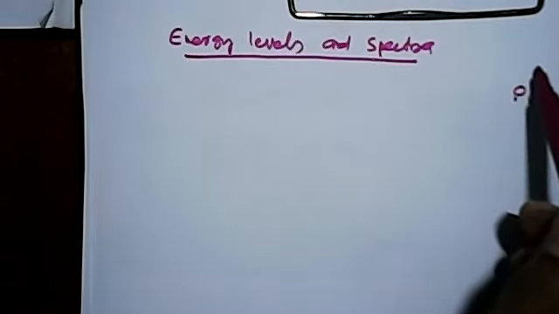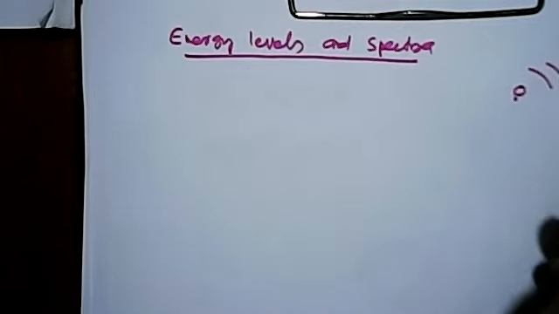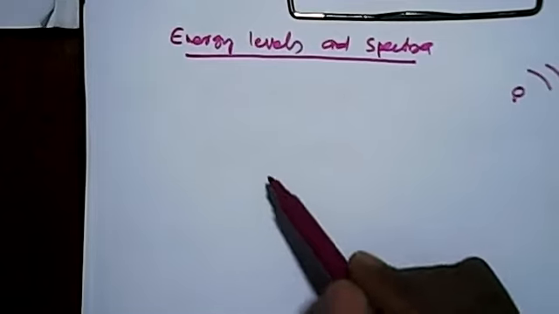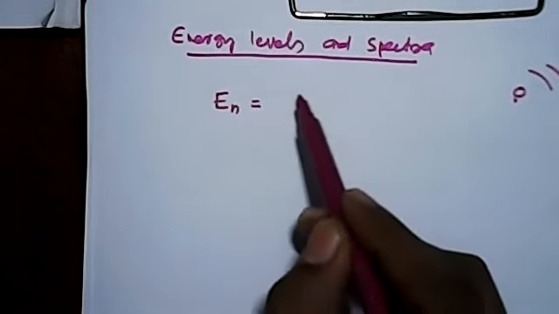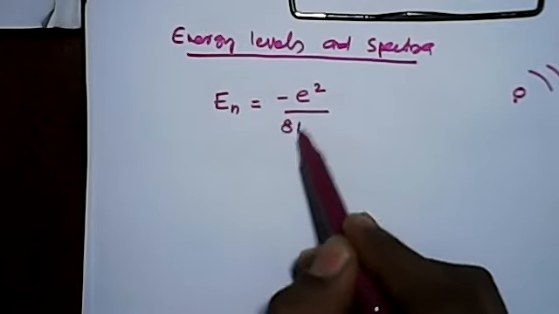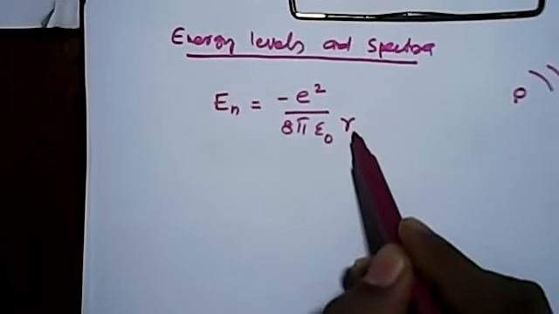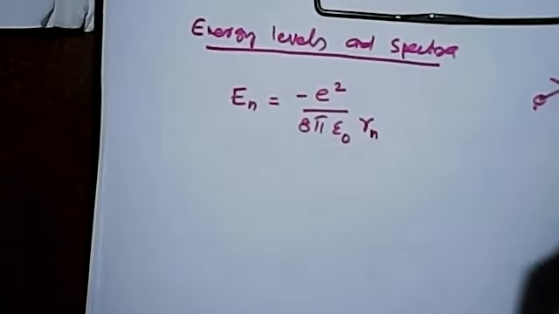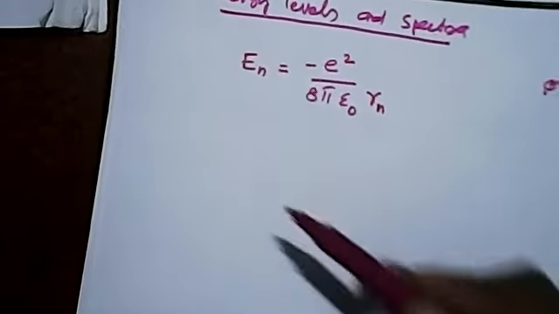Then there are many orbits. So consider an nth orbit. Okay, nth orbit. Electron is in the nth orbit. Okay. So the energy of the electron in the nth orbit is given by En equal to, we have already learned that, minus e square divided by 8 pi epsilon 0 R. So here R also you can call it as Rn, because if this is the nth radius, this is the Rn radius. Okay, and radius of the nth orbit.